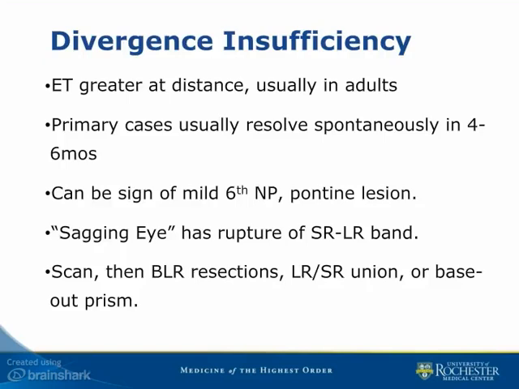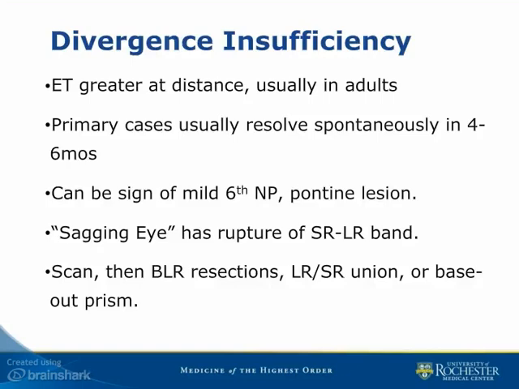Divergence insufficiency is an interesting esotropia that is acquired and usually happens in adults. It's where the esotropia is greater at distance. Sometimes these are primary cases and they may resolve in 4 or 6 months, and it can be a sign of a mild sixth-nerve palsy or a pontine lesion, so you may consider scanning these patients.